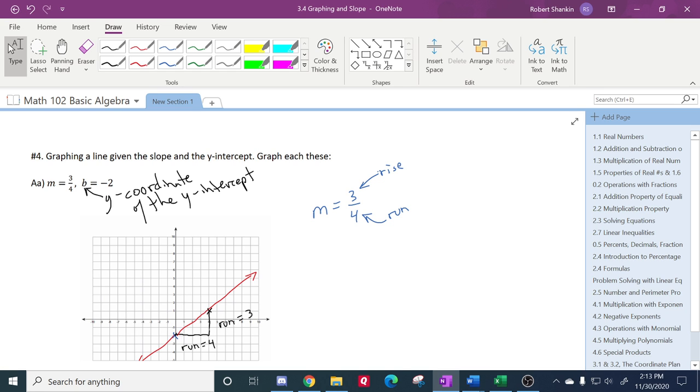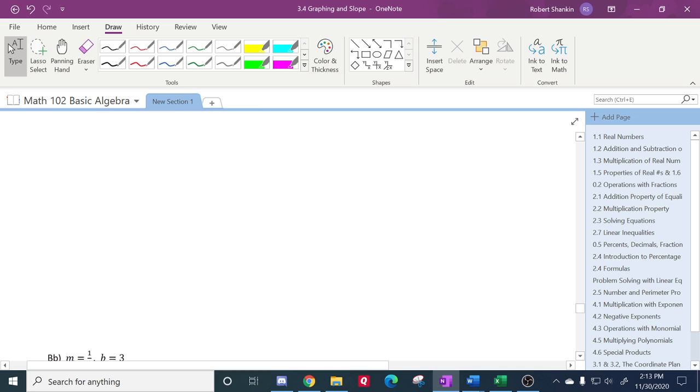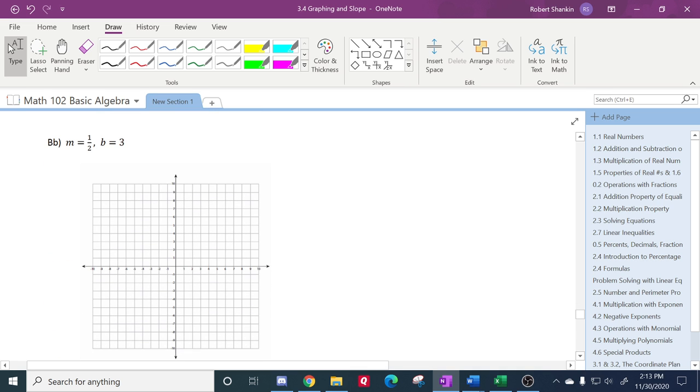Alright, so let me have you practice one of these. The m is 1/2, and the y-intercept is 3. We're running out of time, so I'm only going to give you about 30 seconds. See if you can graph that very quickly.